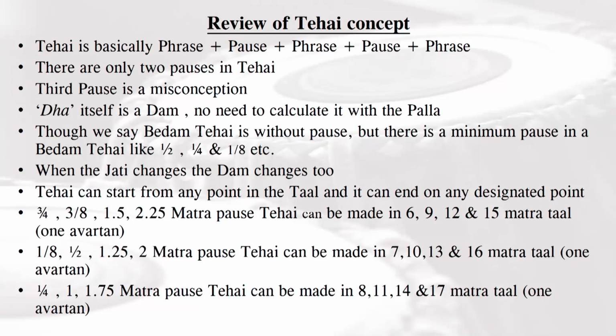In Tihai concept, we have a misconception that we have 3 pauses in Tihai and the third pause is the sum. But actually sum is not calculated. We should not calculate sum in the Tihai, because from the sum we begin another avartan, which cannot be calculated in the previous avartan. So please keep in mind that we have only 2 pauses in a Tihai, not 3 pauses. So third pause is a misconception. So do not go for this misconception.